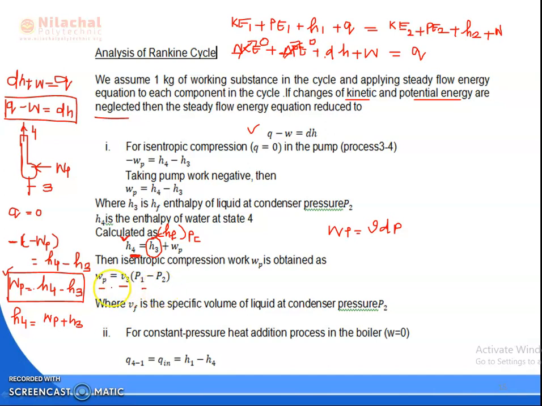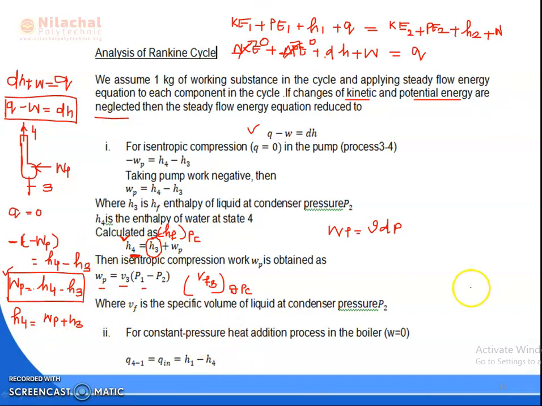That is V3 into P1 minus P2. So what is V3? Point 3 is your what? Saturated liquid, that is your VF3. You calculate VF3 from which pressure? The condenser pressure. That is VF3 from the steam table. So you can calculate the H3 and WP, then H4 will be calculated.